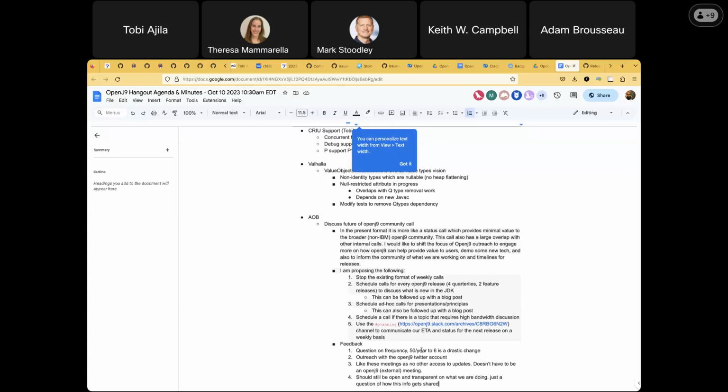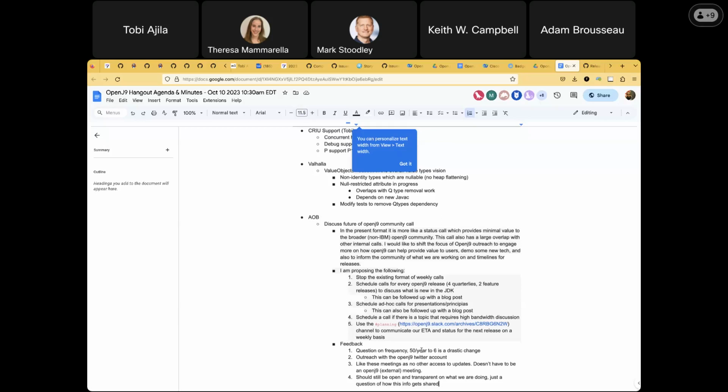So I think, and this is on the topic of focus, this is where we should shift the focus to. What is helpful to these people who are trying out OpenJ9? What content would they find meaningful, and how can we provide that content to them so that they can engage more and help us reach a broader audience?